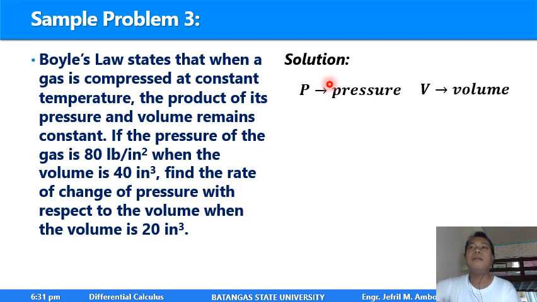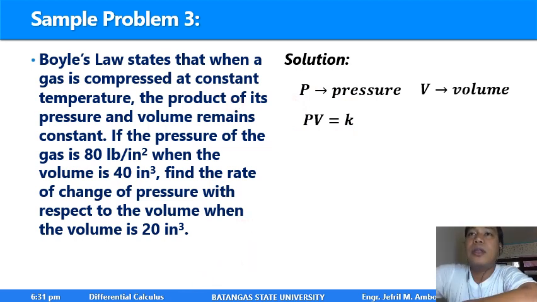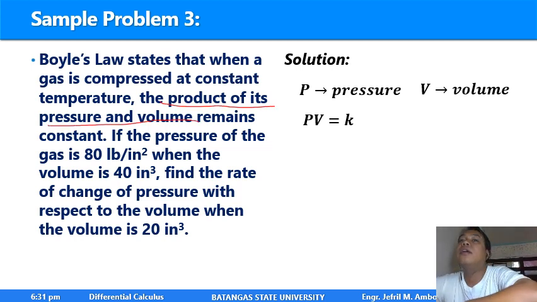Now, according to the problem, the pressure of the gas is 80 psi. So that is a given quantity. First, I forgot this: the product of the pressure and the volume remains constant. So let's take the product. P times V is equal to a certain constant K. That is our first expression. We obtained that from this: the product of the pressure and the volume remains constant.